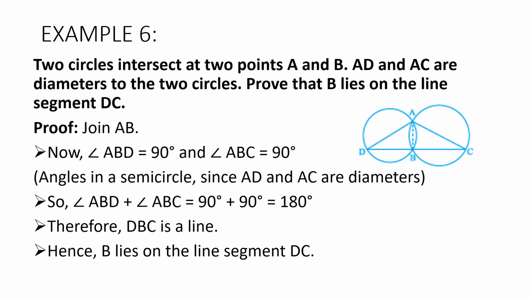Now angle ABD is 90 degrees. Similarly, angle ABC is also 90 degrees. Why? Because they are angles in a semicircle, since AD and AC are diameters, and angles in a semicircle are right angles. Now, angle ABD plus angle ABC is equal to 90 plus 90, or 180 degrees. That means DBC is a line. Hence, B lies on the line segment DC.